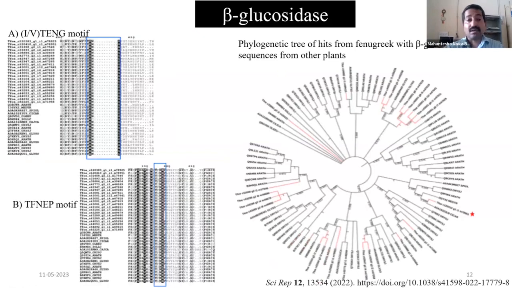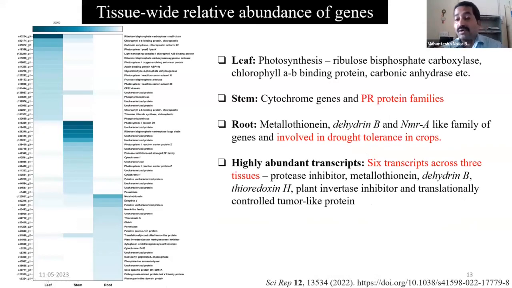And next, another very interesting enzyme. In that also, a similar protocol is followed, and we looked into the interesting binding motifs. In this enzyme, two motifs were identified: one is the IV10 motif, another is the TFNP motif. And the same thing here, for the transcript having this particular enzyme, we looked into the similarity with other crop species.